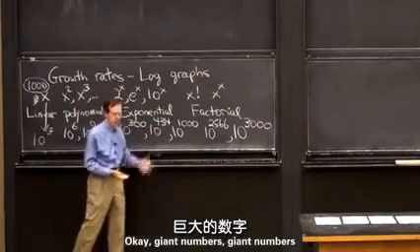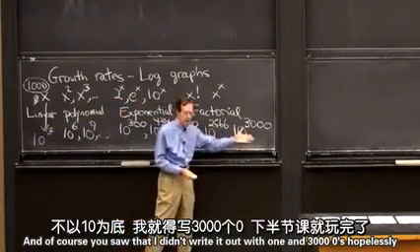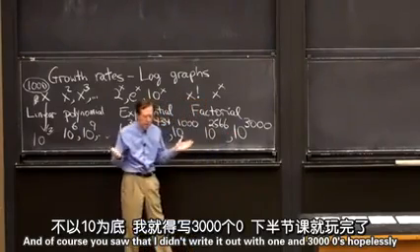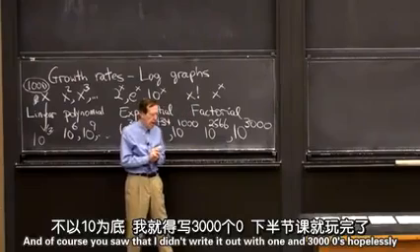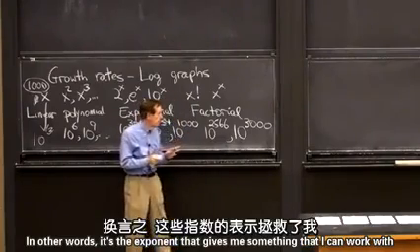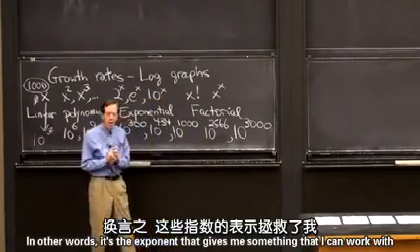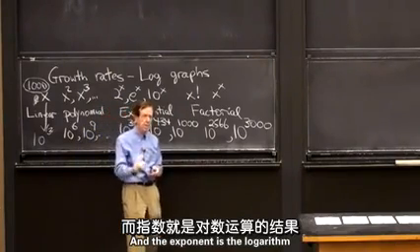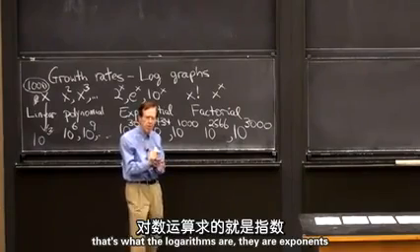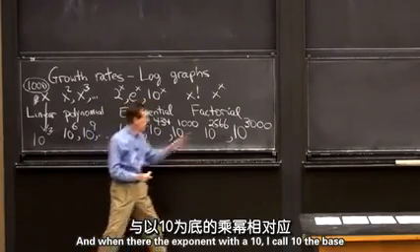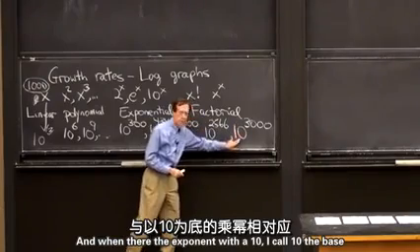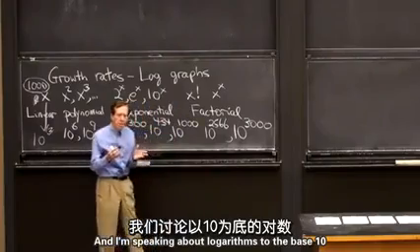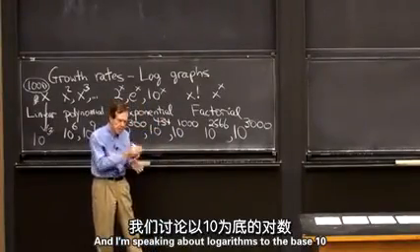Okay, giant numbers, and of course you saw that I didn't write it out with 1 and 3,000 or whatever zeros. Hopeless. Okay. In other words, it's the exponent that gives me something I can really work with, and the exponent is the logarithm. That's what logarithms are. They are the exponent. And when they're the exponent with a 10, I call 10 the base, and I'm speaking about logarithms to the base 10.